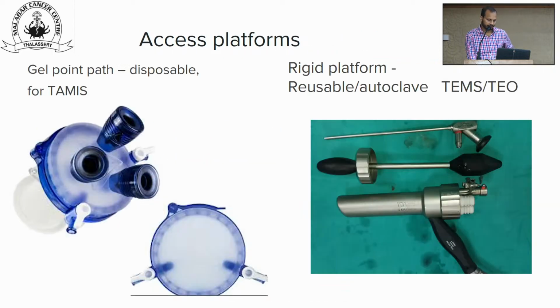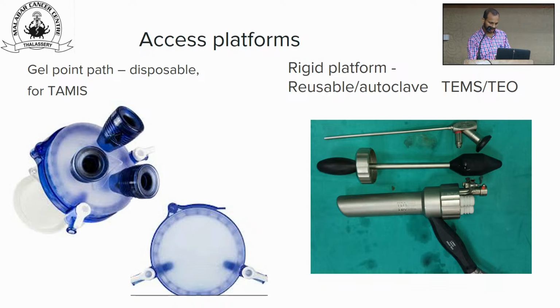So these are the different access platforms. On the left side, you have the GelPOINT Path, which is produced by Applied Medical. It's a disposable instrument. It has 3 parts. This is the rectal tube, and this is the gel platform through which you can insert the separately provided ports. When you assemble, this is connected to this tube, and this tube goes into the rectum, and onto this platform you insert these ports. You can customize the port placement according to the location of the tumor. That is the advantage of these disposable platforms, whereas in rigid platforms you cannot do that.